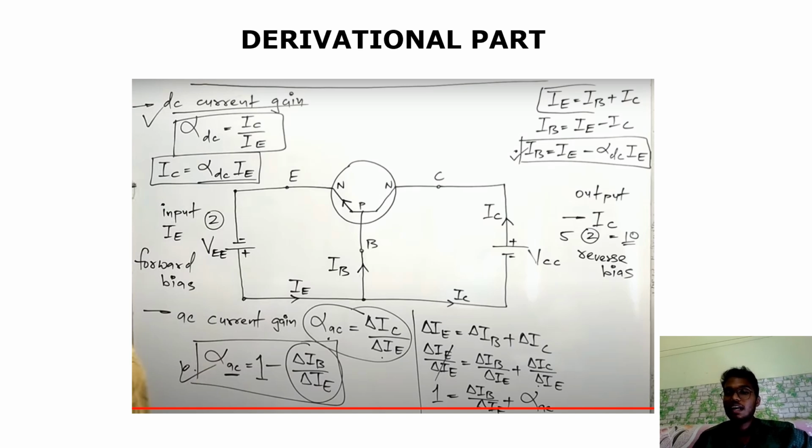So here delta I gets cancelled and it is unity, and is equal to delta IB by delta IE plus delta IC by delta IE. And according to this equation, here we have delta IC by delta IE as alpha AC. So we put alpha AC here. And finally, we need the AC current gain. So we put alpha AC is equal to, on one side, and on the other side 1 minus delta IB by delta IE. So this is a simple derivational part for the BJT, that is bipolar junction transistor common base configuration.